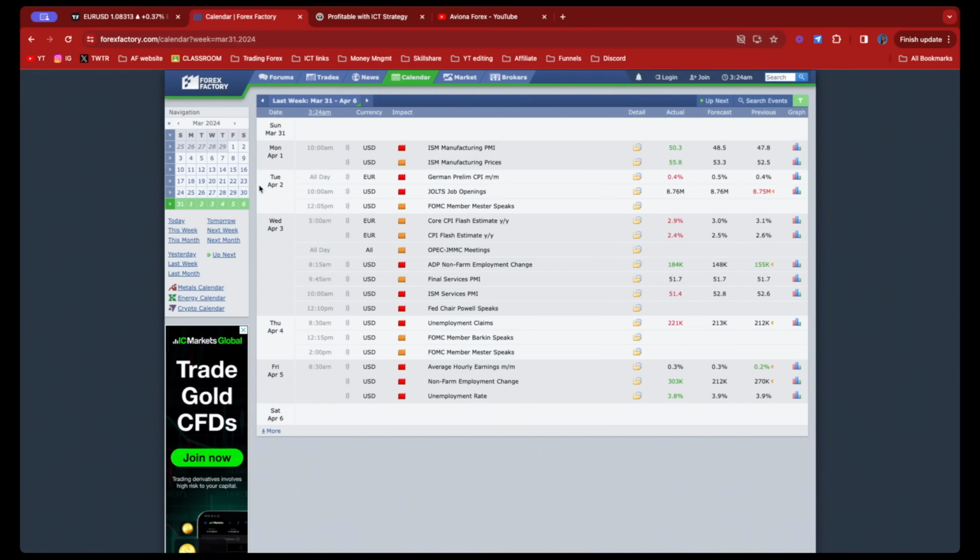So on our calendar for Tuesday, the 2nd of April 2024, we actually have the German preliminary CPI, which is going to be a red news event all day long. Then we have JOLTS, the job openings, around 10 a.m.